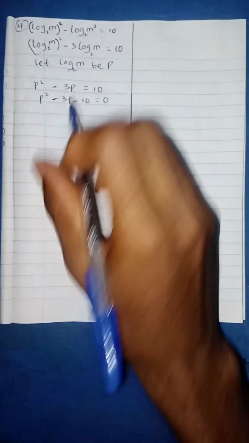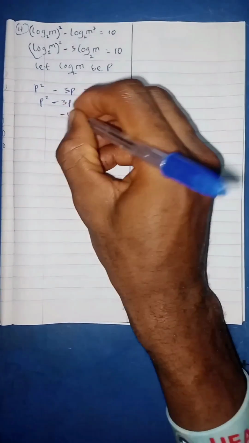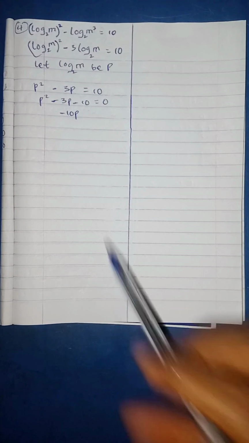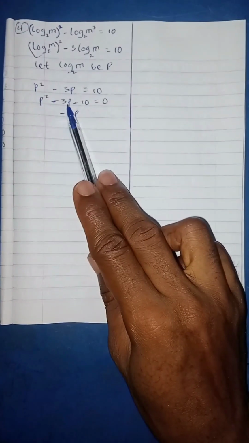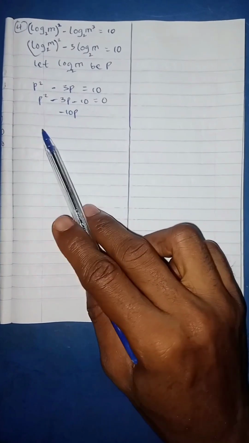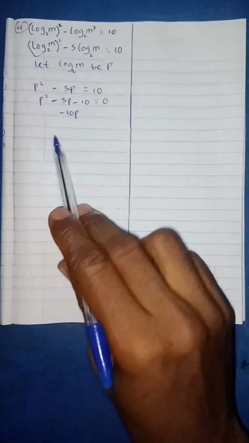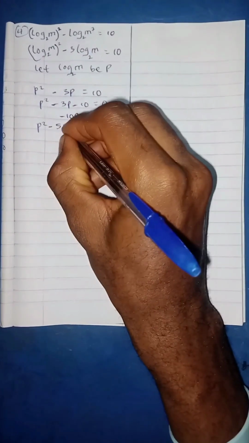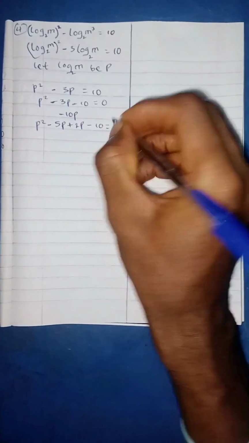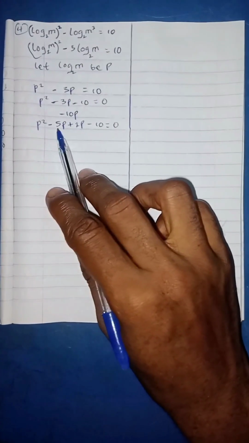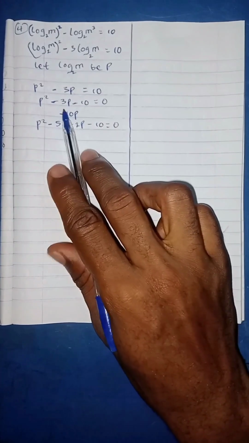So 10 times p, that's minus 10p. So we're going to look for two numbers that when they multiply each other, they'll give us minus 10p, but when we subtract or add them, they'll give us minus 3p. And those numbers should be 5 and 2. Okay, so we're having p squared minus 5p plus 2p minus 10 is equals to 0. 5 times 2 is 10, and minus 5 plus 2, that's minus 3.